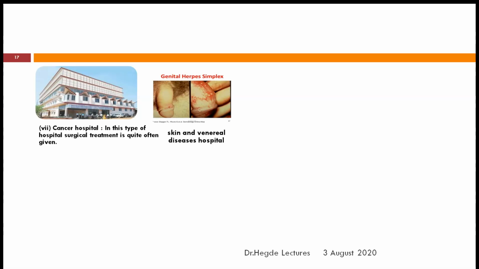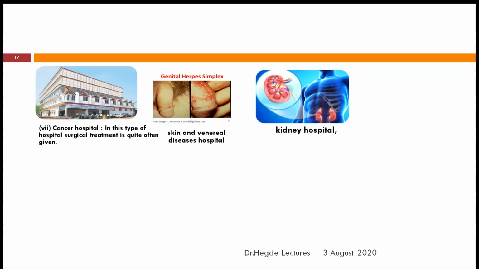There may be a class of hospital called skin and venereal diseases hospital, pertaining to the skin and the sexually transmitted diseases, whether it may be herpes simplex or syphilis, gonorrhea, chancroid, or any other types of diseases which are contracted during sexual intercourse.